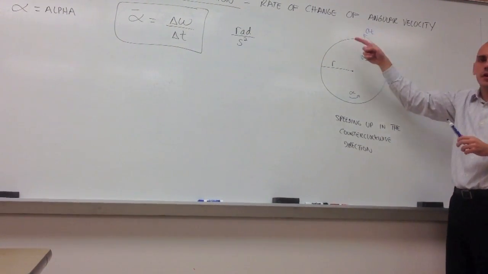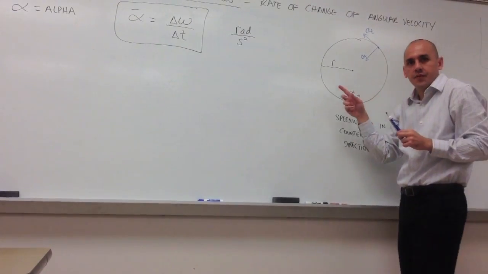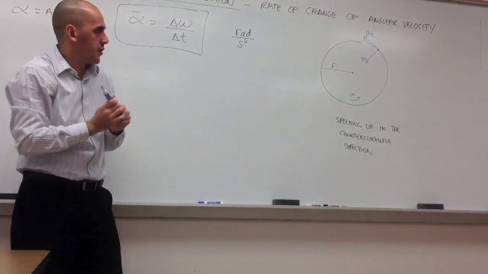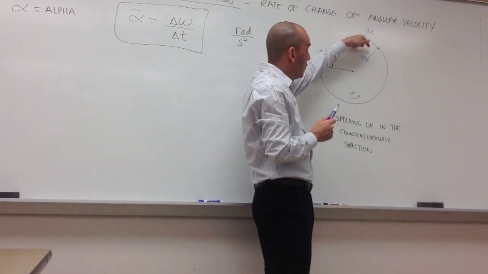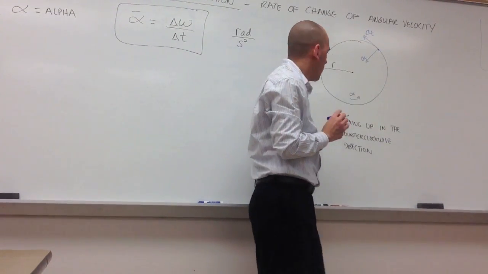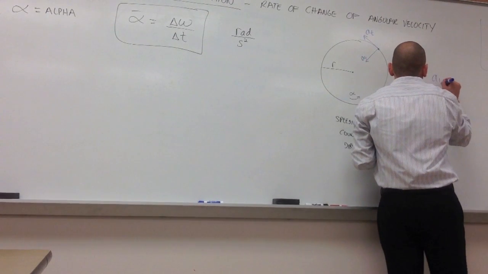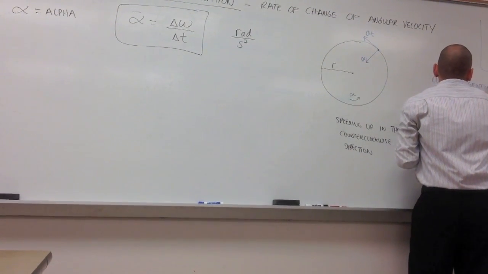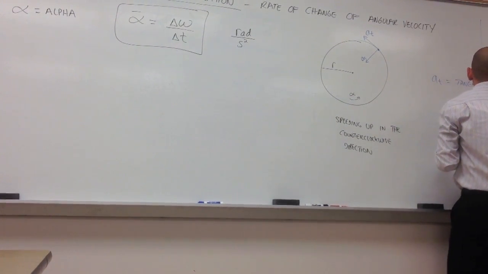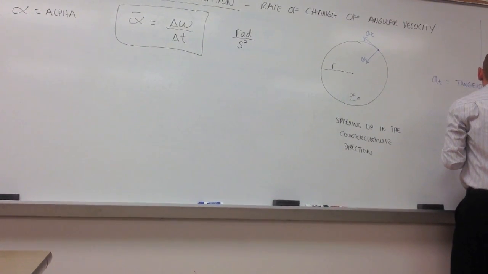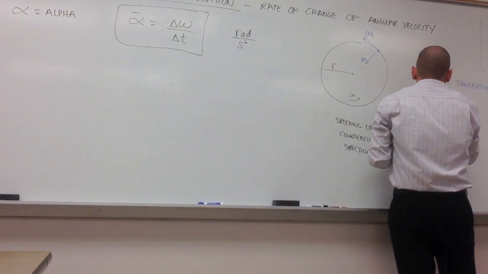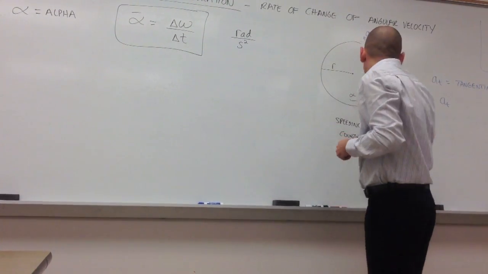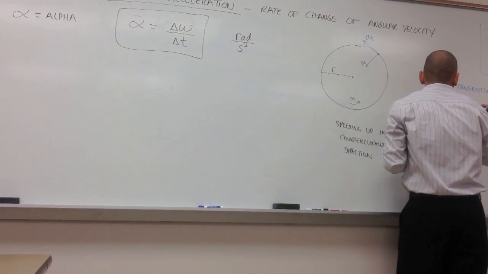But if we're speeding up, if we have this alpha now, then we have a tangential acceleration. Okay? So now there's two components of acceleration. AT is equal to the tangential acceleration. Vt was equal to r omega. At is just equal to r times alpha.